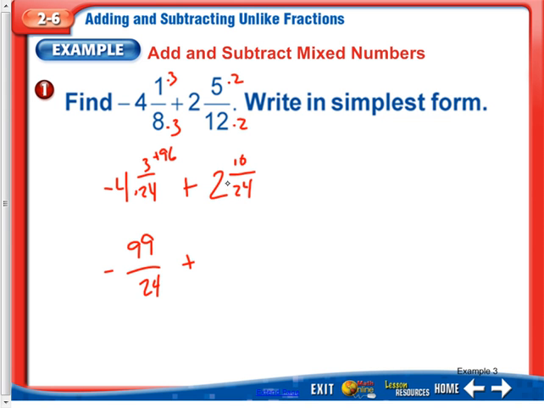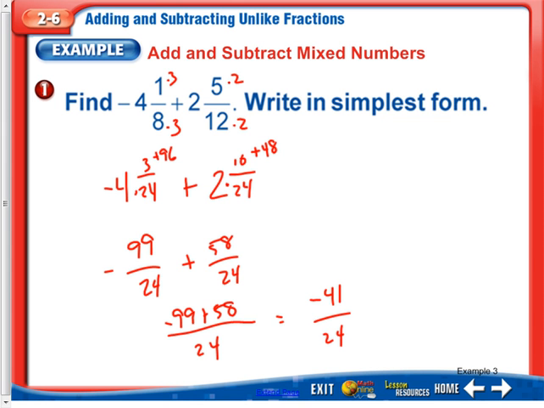And then we're adding, okay, if we times 2 times 24, we get 48. So we're going to end up with 58/24, and that is positive. So then we get negative 99 plus 58 all over 24. And if we combine those, we're going to end up with a negative 41 over 24. And I know that I can subtract 1/24 out. That's going to be my 1 whole. And we're going to have 17 left. So you're going to have 17/24 left.